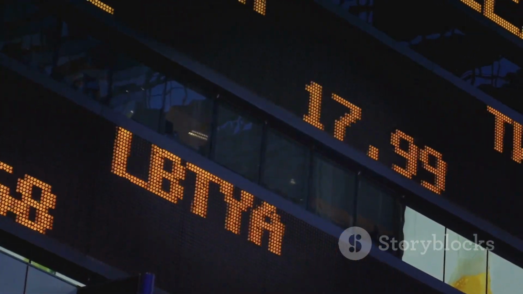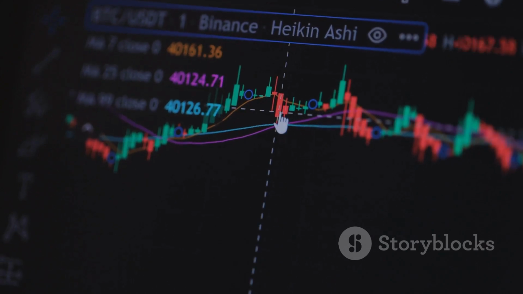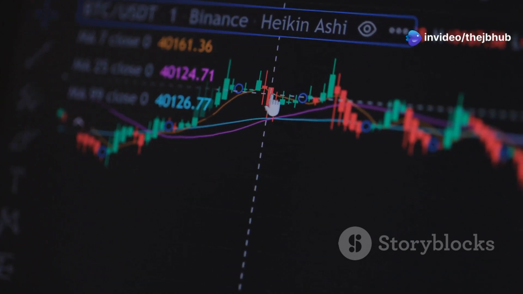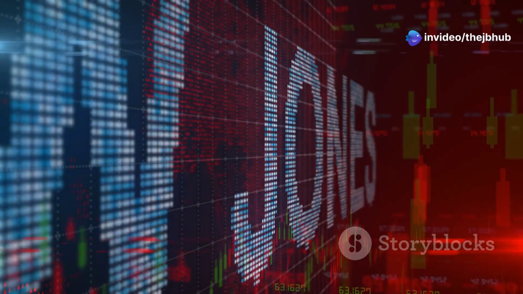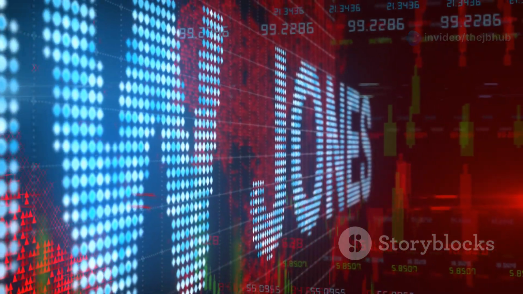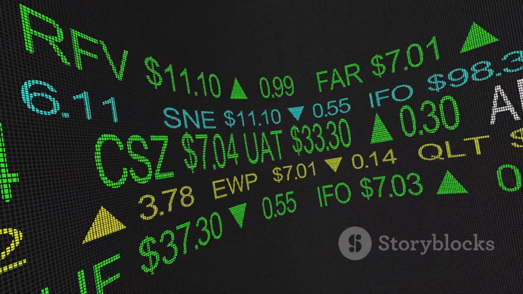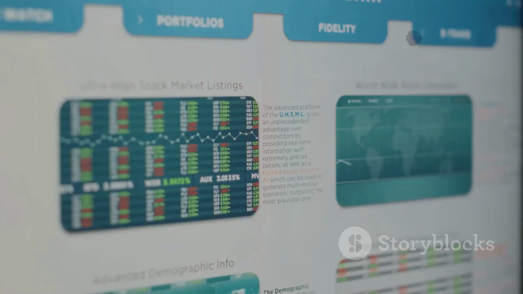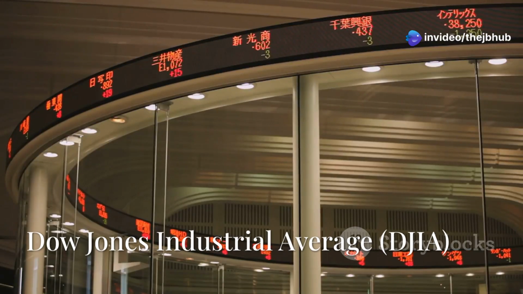Now let's go over the Dow Jones averages. The Dow Jones Composite Average is made up of 65 stocks, and it's split into 3 sub-averages. First, there's the Dow Jones Industrial Average, which includes 30 stocks. Then, there's the Dow Jones Transportation Average, consisting of 20 stocks. And finally, the Dow Jones Utility Average, which is made up of 15 stocks.